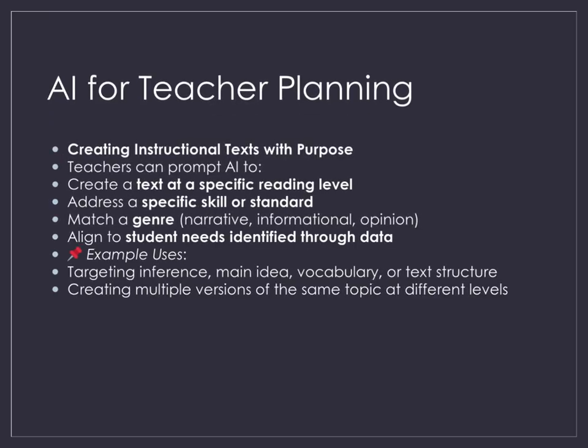All right. So, one of the most important, powerful ways I use AI behind the scenes is for planning. AI helps me create texts that are aligned to a specific reading level, and I have heard people say that they also do that as well. So that's wonderful. A specific skill, or a specific standard. This is especially helpful for differentiation and MTSS. Instead of searching endlessly for the right text, I can generate instructional, purposeful materials that match what my data is telling me my students need.